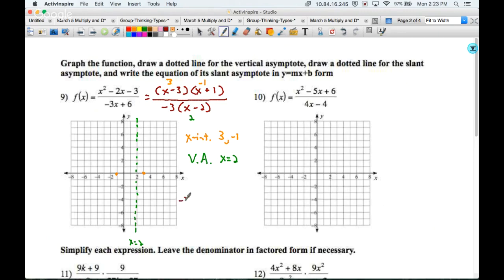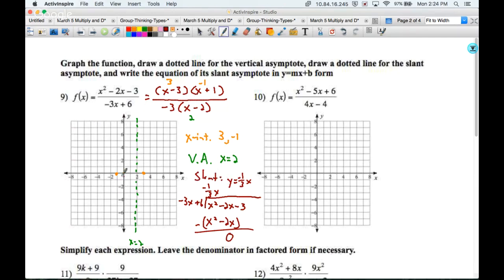Now to find the slant asymptote, I'm going to go back to the standard form and do some long division. So negative 3x plus 6 outside of x squared minus 2x minus 3. I ask myself, what do I have to multiply negative 3x by to get an x squared? That's going to be negative 1/3 x. Let's actually do the multiplication. I get an x squared. I get a negative 2x. Subtract it away, and we get a 0. So it's just y equals negative 1/3 x for our slant asymptote.